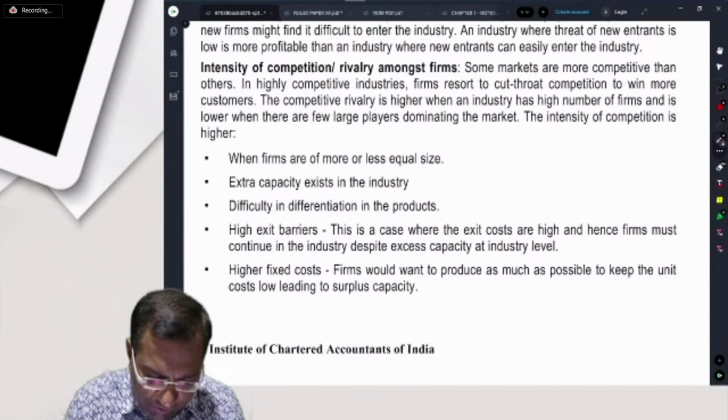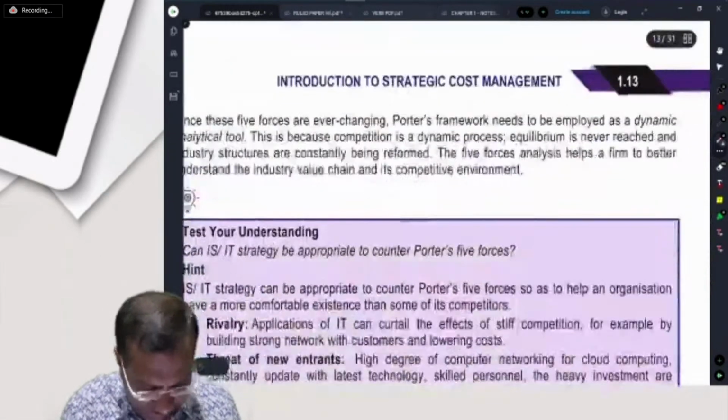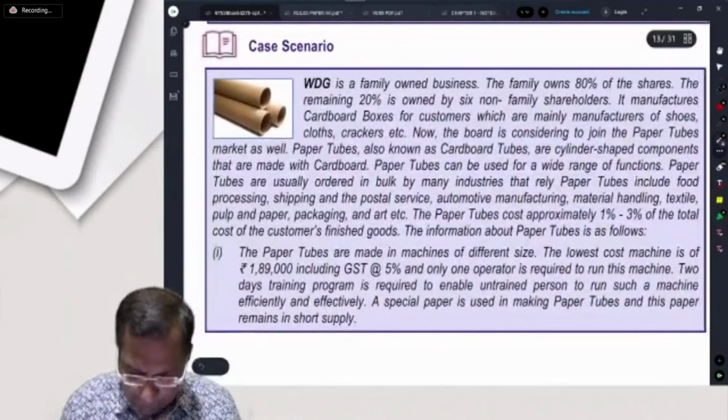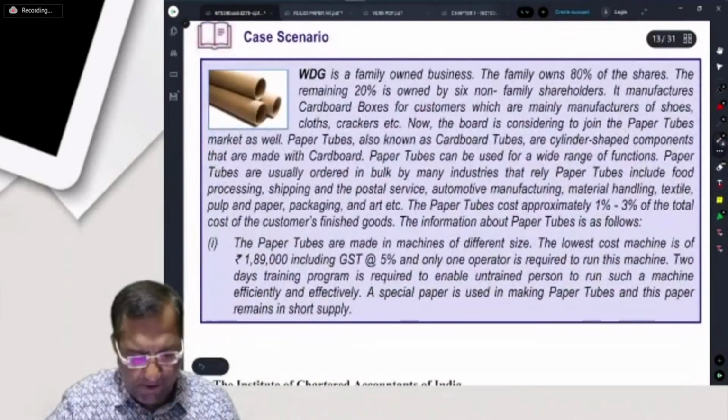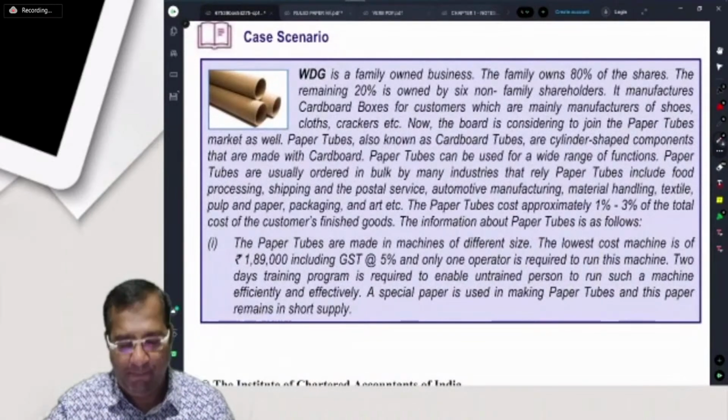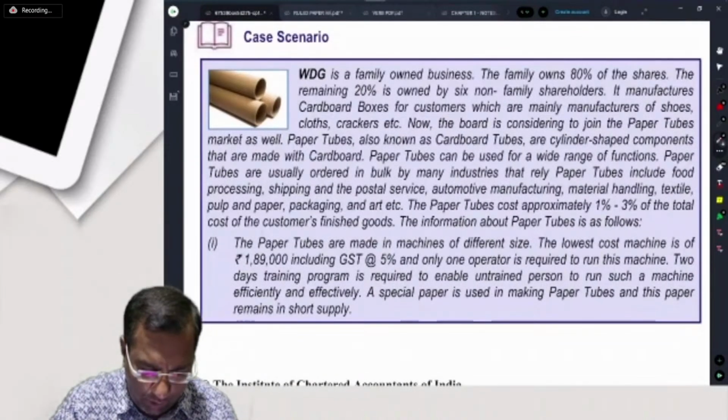Okay, beta. So let's start a question given in the study material itself. And please open page number 13 of the study material. Page number 13, 1-3 of the study material.